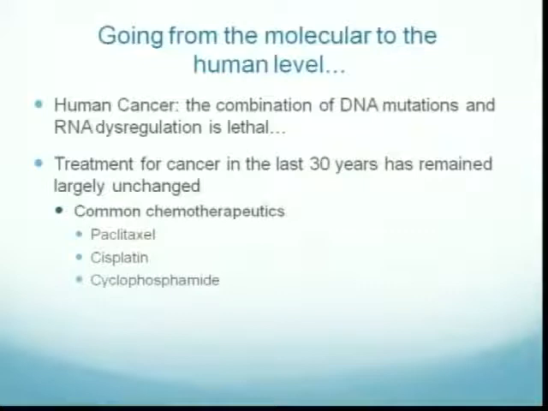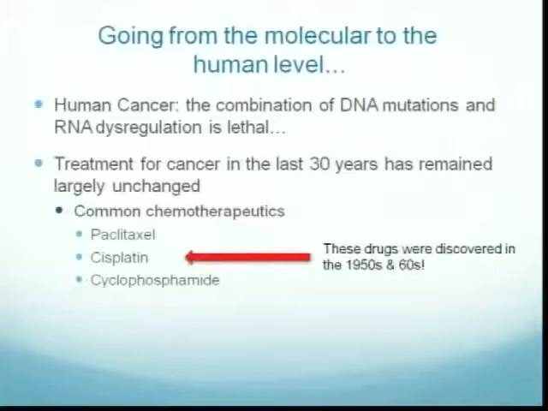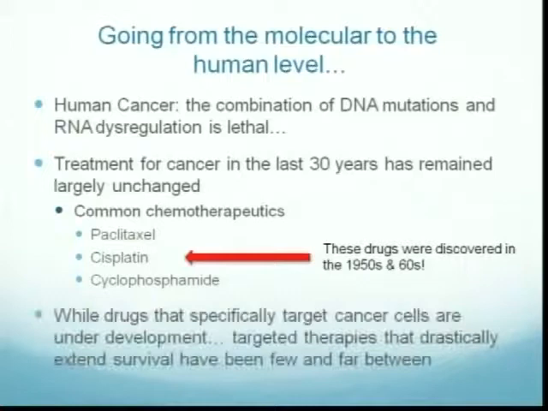The unfortunate part is that these are probably three of the most widely used chemotherapeutics today, but they were discovered in the 1950s and 60s, and yet they remain mainstay. Drugs that specifically target cancer cells, not drugs that act like chemotherapeutics and target all sorts of rapidly dividing non-specific cells, are under development, and there have been some great advances, but therapies that drastically extend survival have been few and far between.